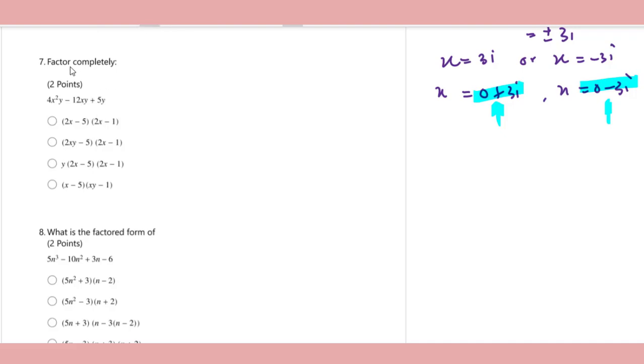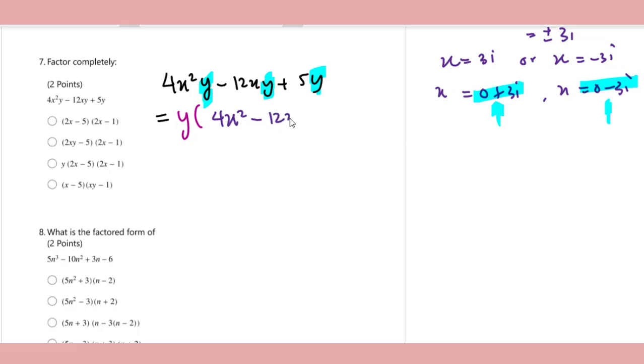Number 7, factor completely. 4x squared y minus 12xy plus 5y. As you can see here, this is y. So take y as a factor outside, and get 4x squared minus 12x plus 5.